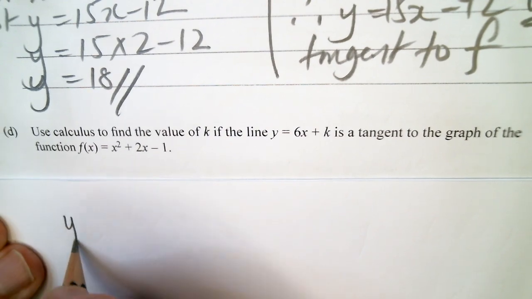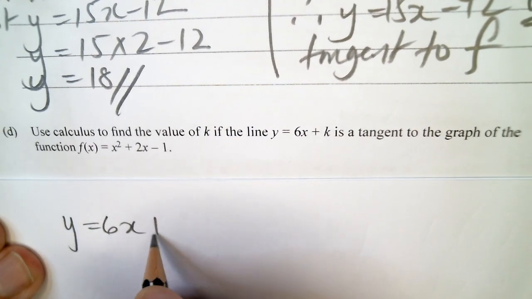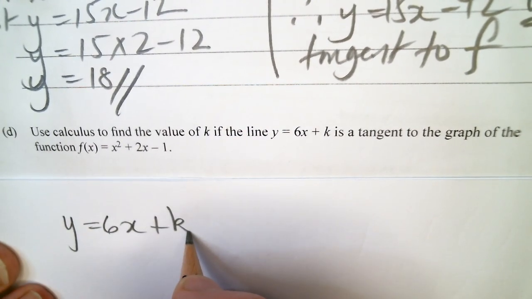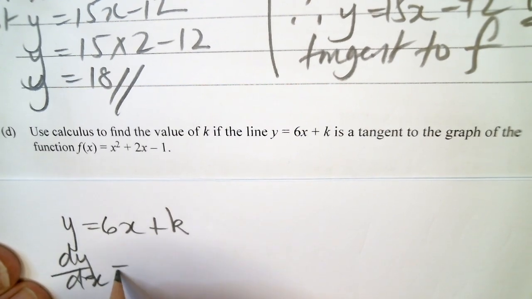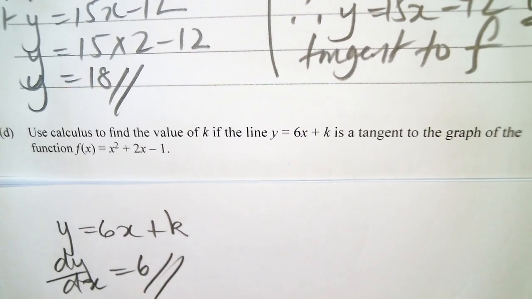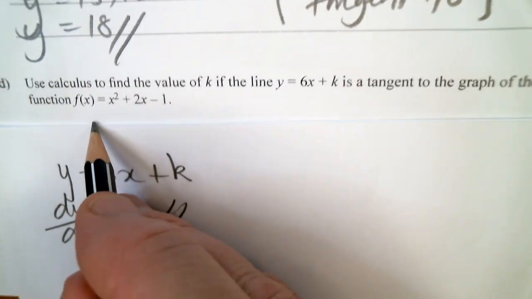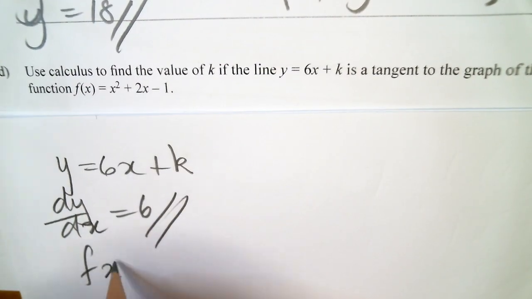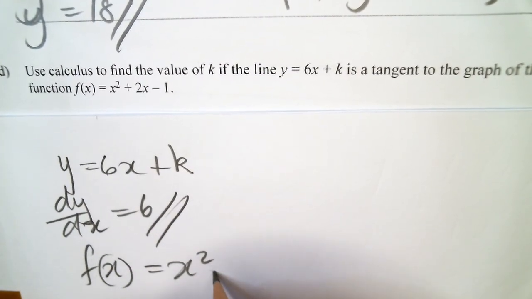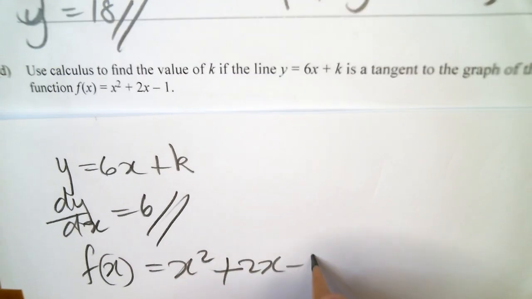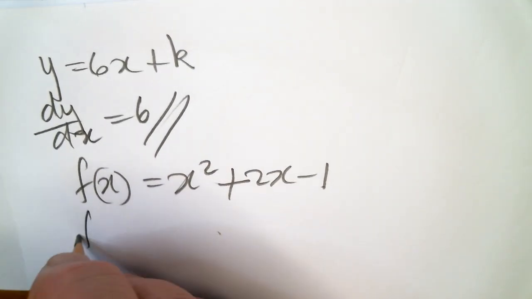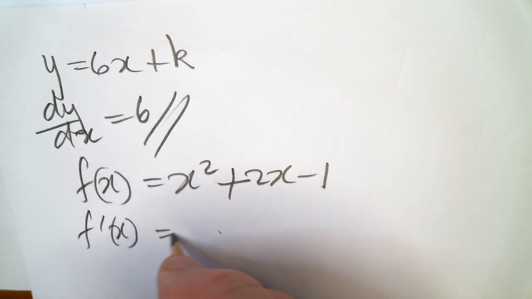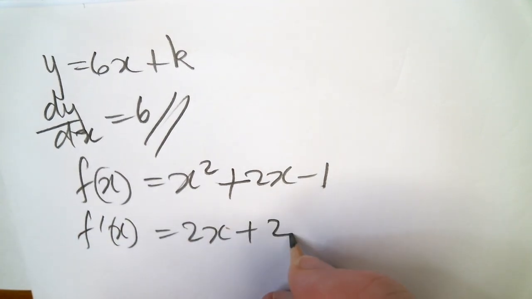So we've got y is equal to 6x plus k. Let's differentiate that. dy/dx is equal to 6. There it is. That's the gradient. Let's have a look at the other one, which is f(x) is equal to x squared plus 2x minus 1. Let's go ahead and differentiate that. So f prime of x is equal to 2x plus 2.